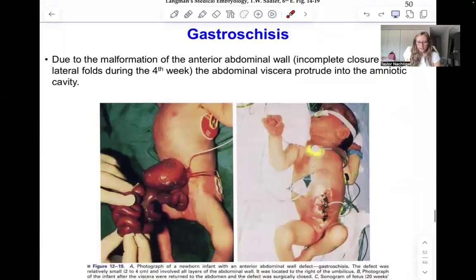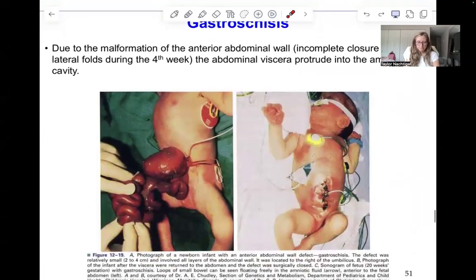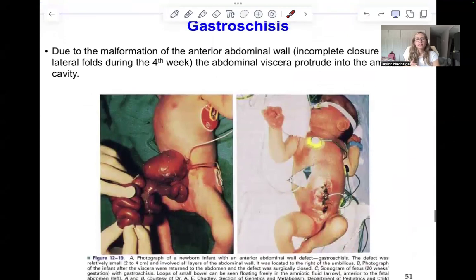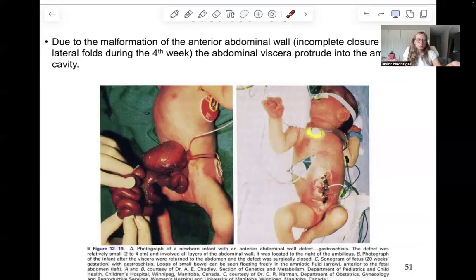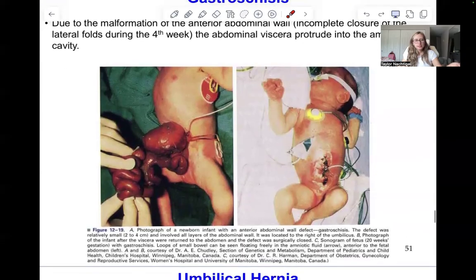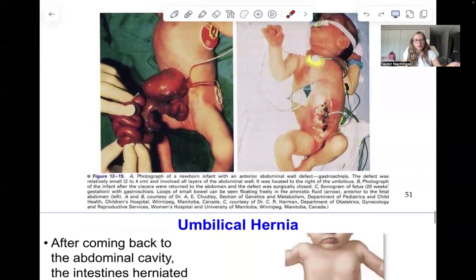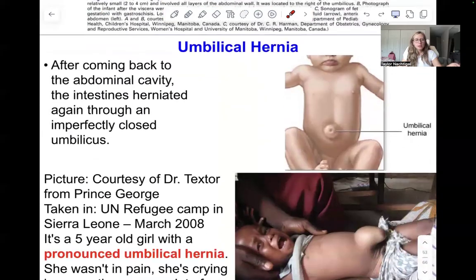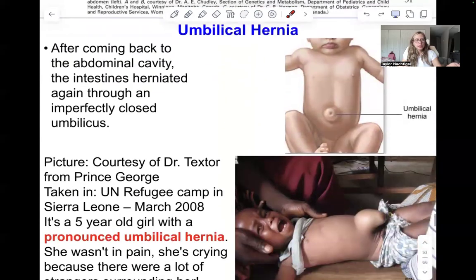We can also get gastroschisis. This is less about the intestines failing to come back inside the abdomen, and it's more about a failure of the abdominal wall in lateral folding to completely close in the 4th week of fetal development. This means that the viscera or the abdominal organs will protrude into the amniotic cavity. Poor little baby.